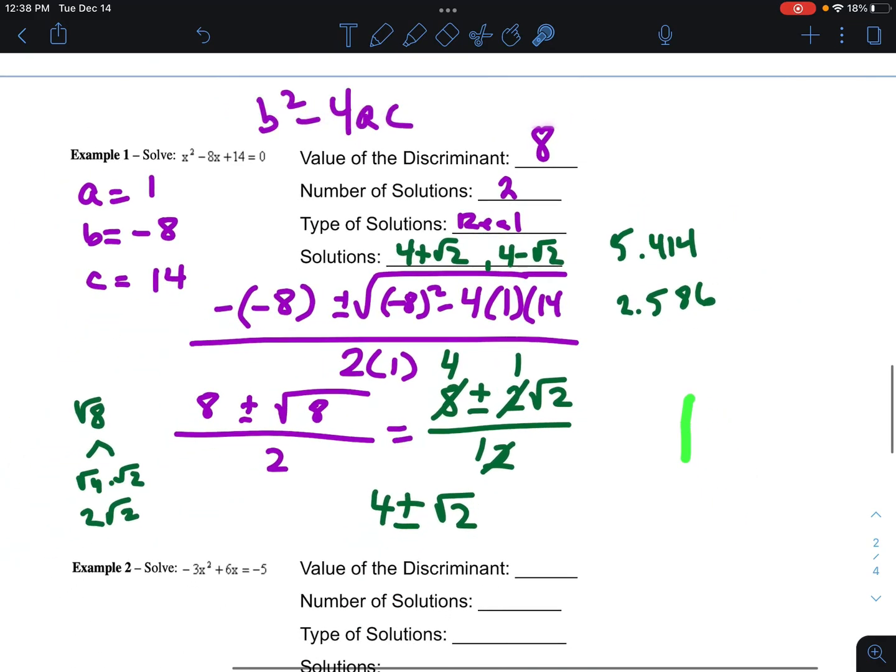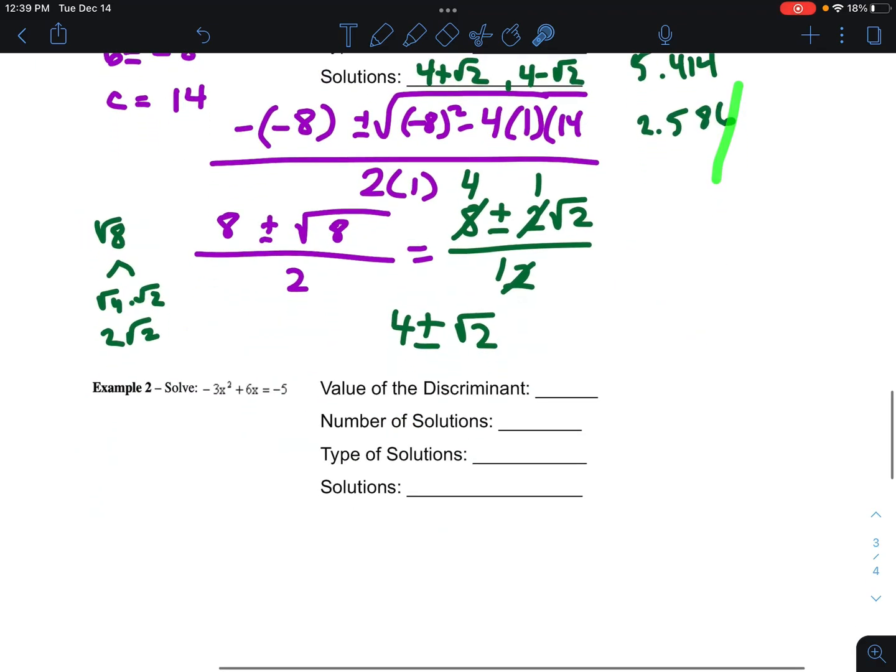So we're going to actually ask you to do both on the test next week. This is what one of the questions will look like. Here you go. Solve using the quadratic formula. What's the discriminant? How many solutions? What are the type of solutions? Exact answers and approximate answers. So hopefully you're watching the video and paying attention, because now you know one of the questions on the test.